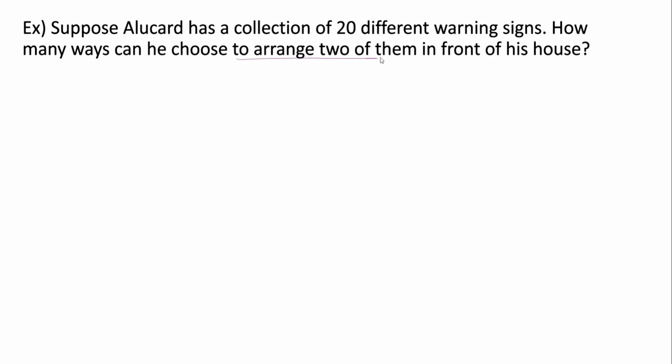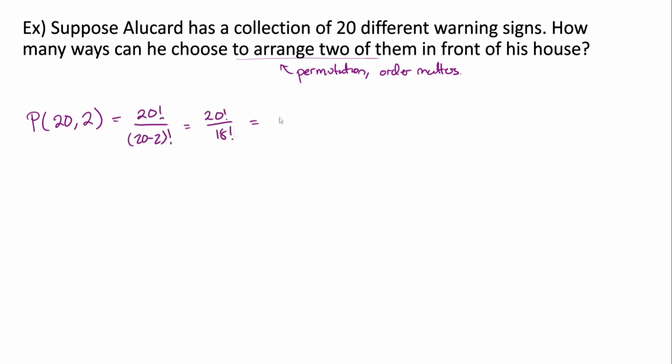Again, we see the word arrange. So this means that we're dealing with a permutation because order is important. So we could plug this into our permutation formula. And we end up getting 380.